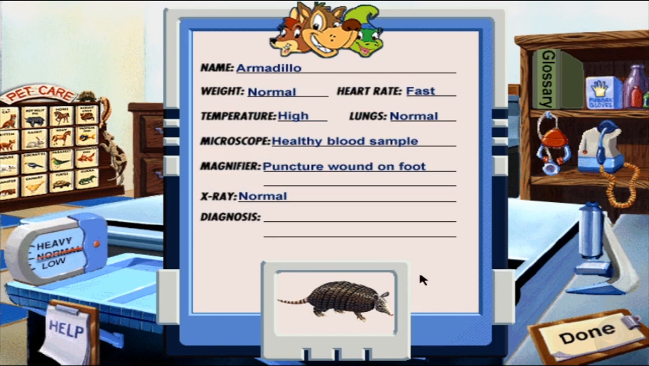Healthy blood sample. The armadillo's weight is normal, but the temperature reading is high. The heart rate reading is fast, and the lung reading is normal. The microscope shows no problems, but the magnifying glass reveals a red, swollen puncture wound on the foot. The X-ray shows no bone problems. The armadillo's foot has been stung by a scorpion.